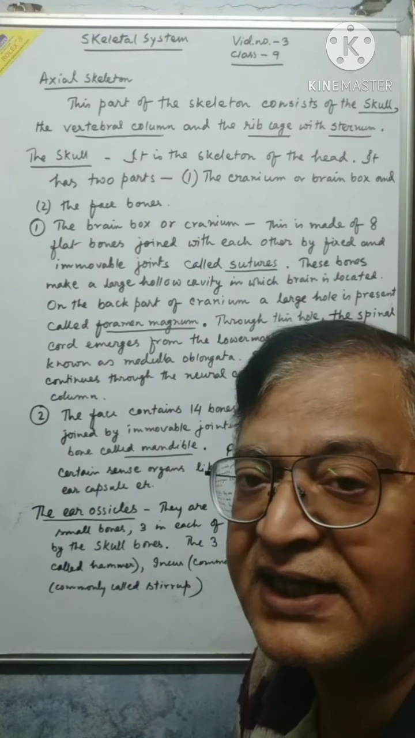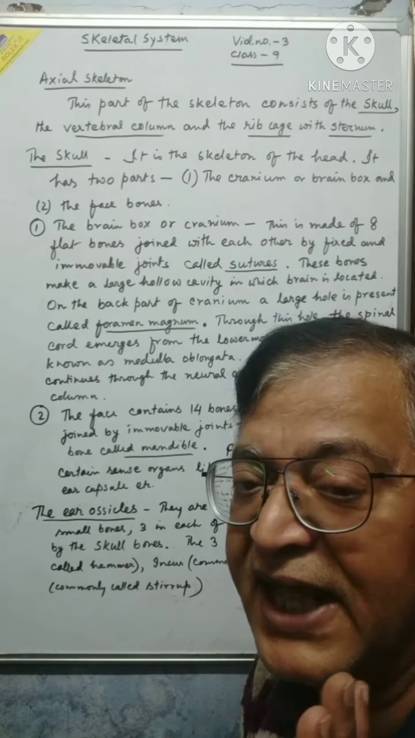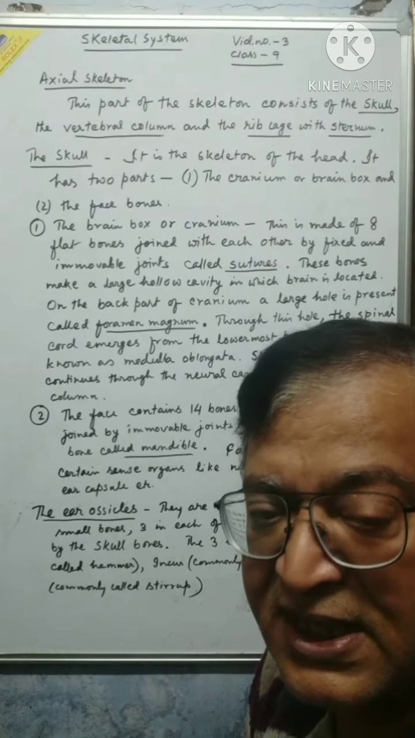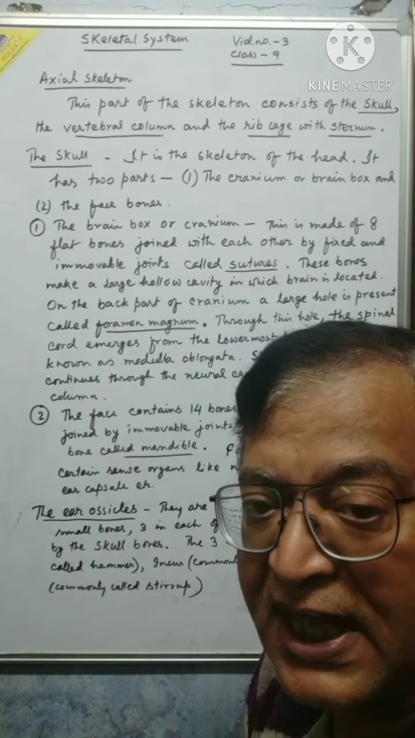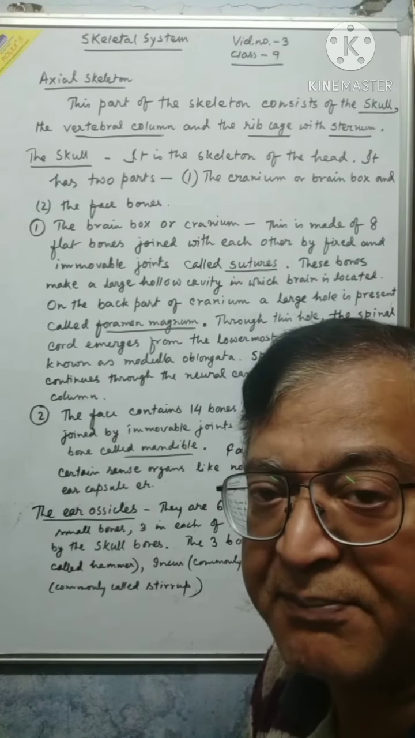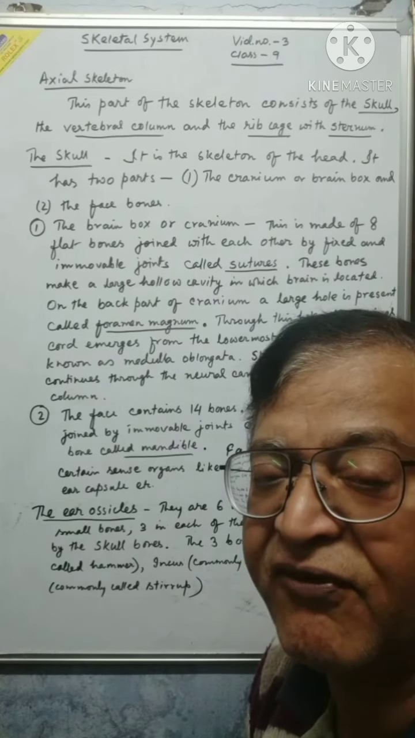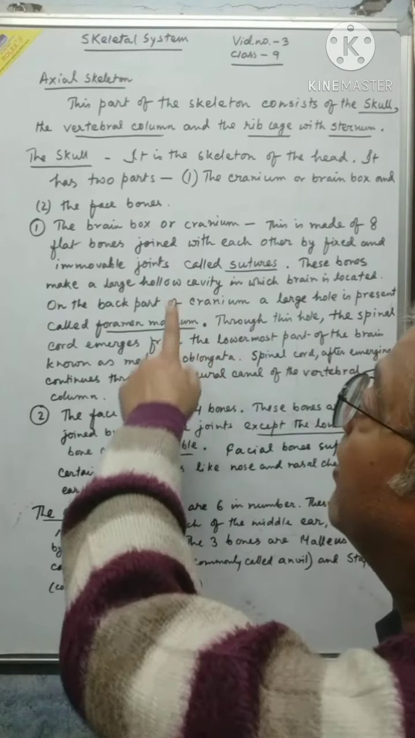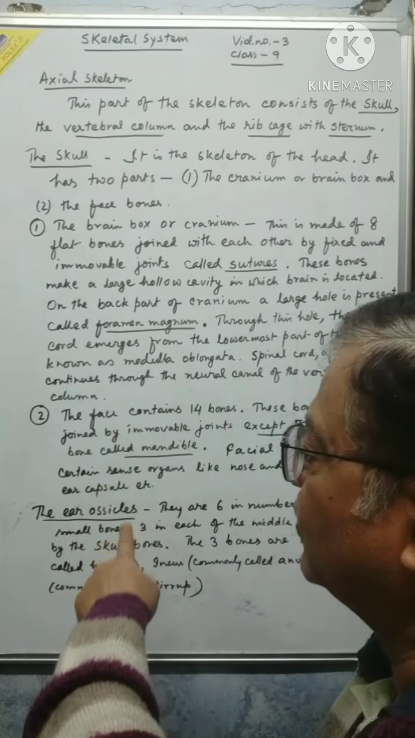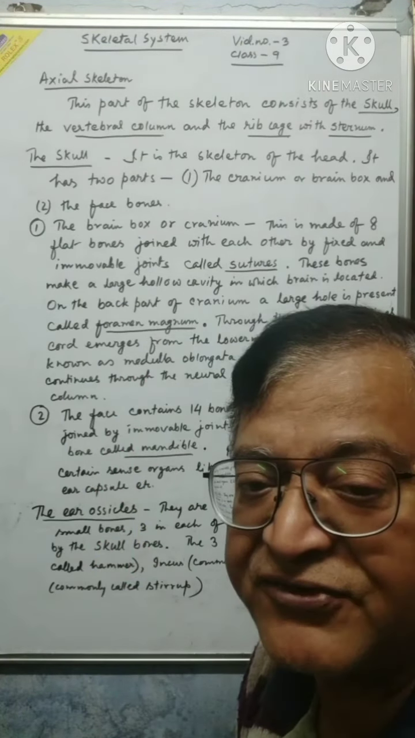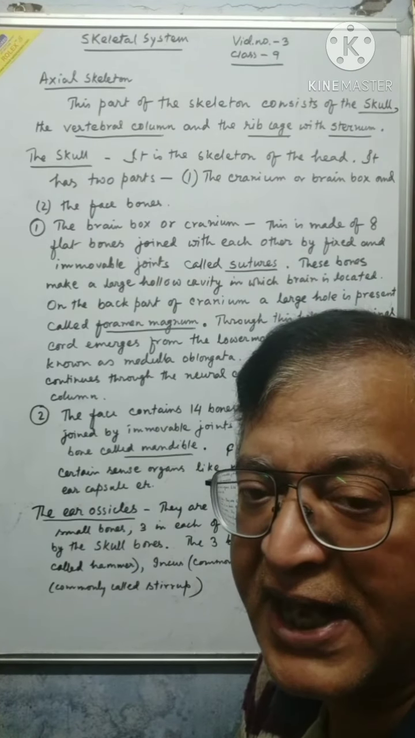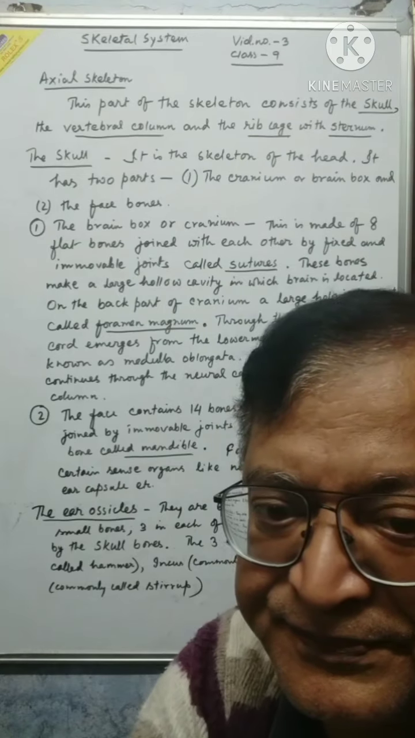So these are the parts that are present in the head. One more part is coming up next, the hyoid bone. Let me show you the pictures which will clarify your idea about the brain box, face bones and ear ossicles. After that we continue this video with the hyoid bone and some other parts.